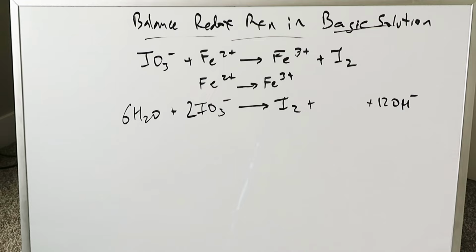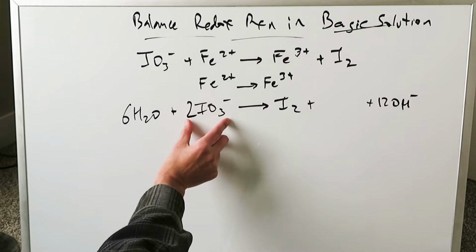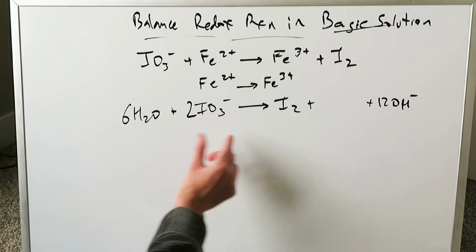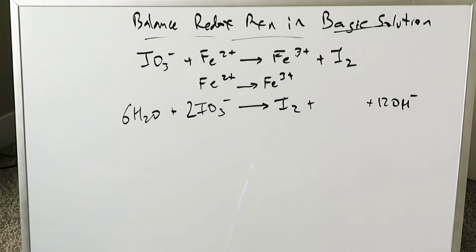Before we proceed on to checking with the charges, we should check the atoms again. One iron, 2 iodines, 2 iodines, 6 oxygens, that's 12. 12 oxygens, 12 hydrogens, and 12 hydrogens, and we're good. Now let's count the charges.